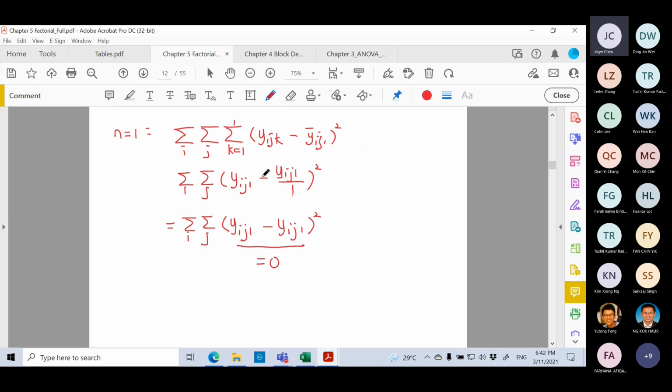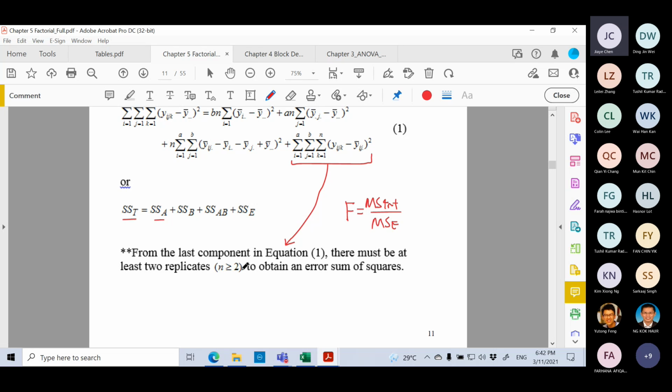But of course, we can have another alternative. If you still insist on having only n equal to 1, we need to satisfy certain conditions. That I will show you in the following sections, a few sections later.